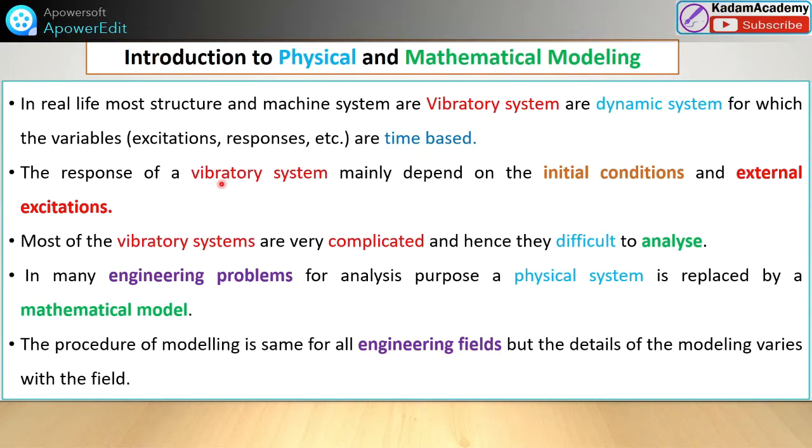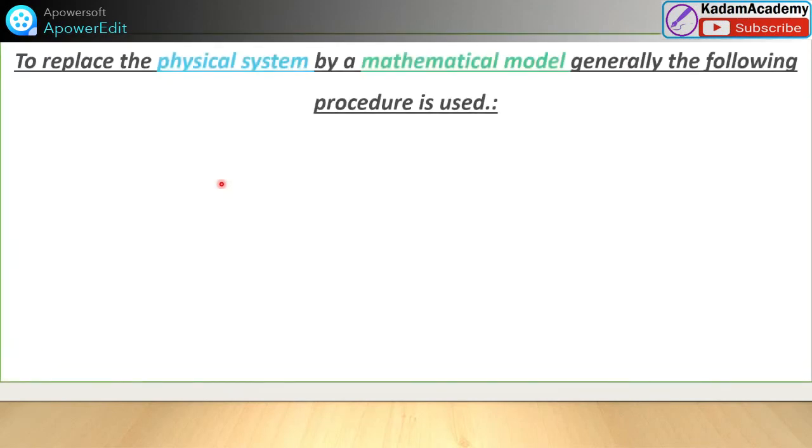So this procedure of modeling is the same for all engineering fields, but the details of modeling vary with the field. Whatever the field is, the modeling will be different according to that. We will study the different modeling systems in a different video. What is the lumped parameter system? We will see now. In this lumped parameter approach, it is helpful by converting them, concentrating them into the individual properties of the vibratory system.